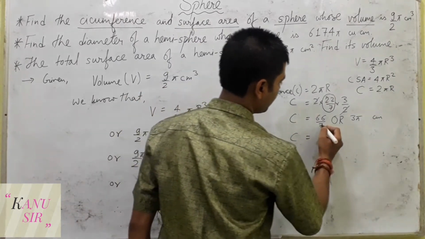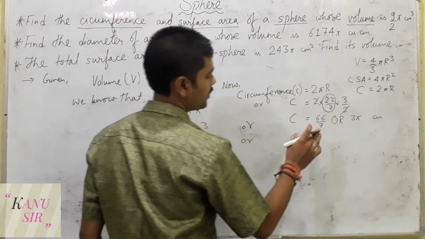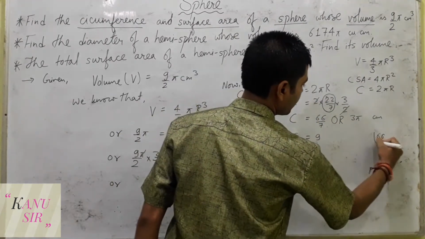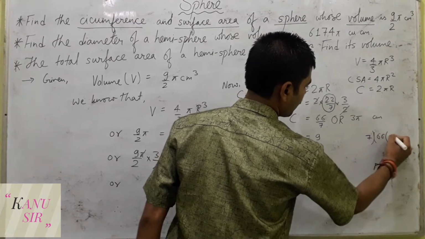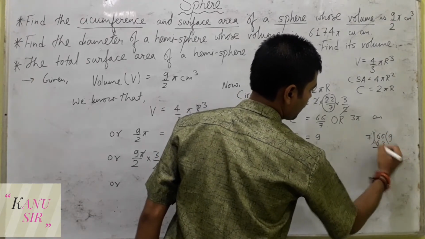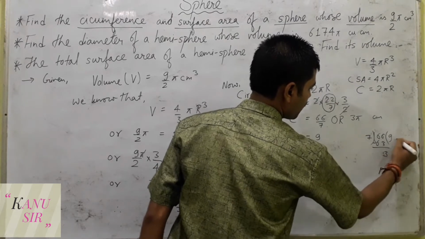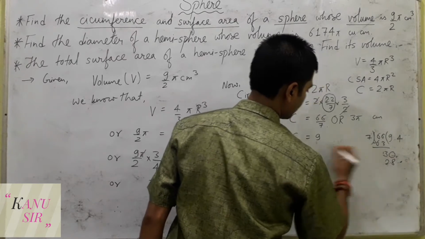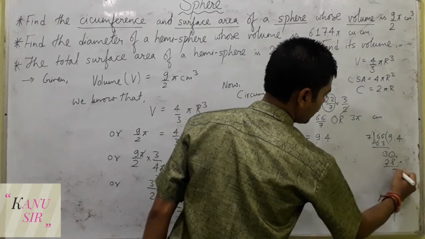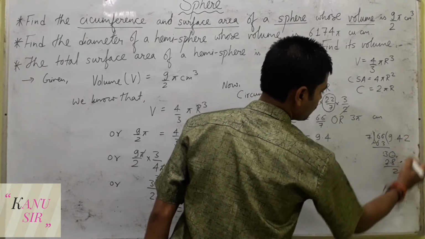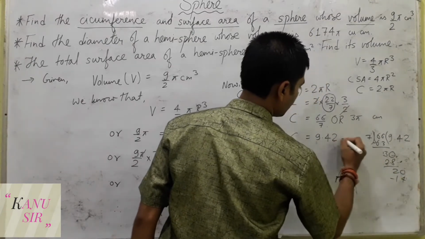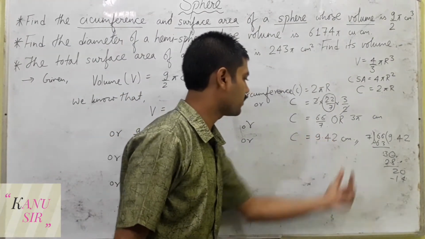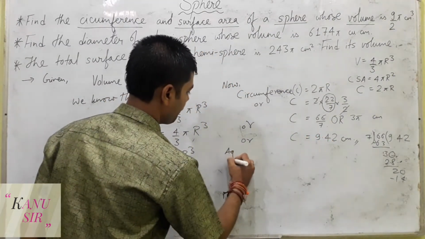Or you can solve this number. 66 divided by 7: 7 times 9 is 63, then 3 is left as a remainder. If you put a point, here comes 0, then 7 times 4 is 28, then you will get 2, 0, 7 times 2 is 14, so 9.42 centimeter. You just go for the second number after the point.